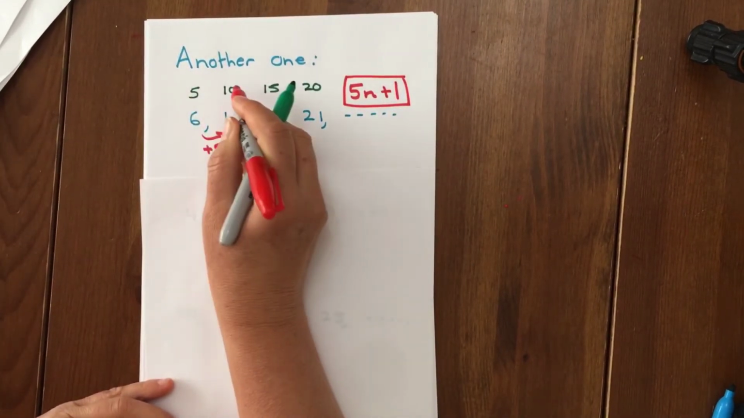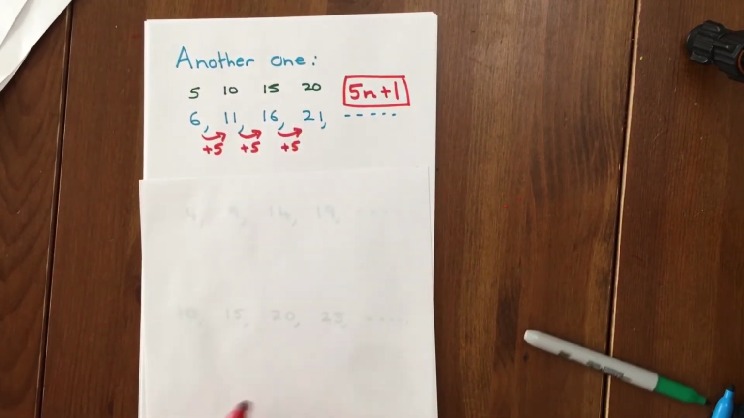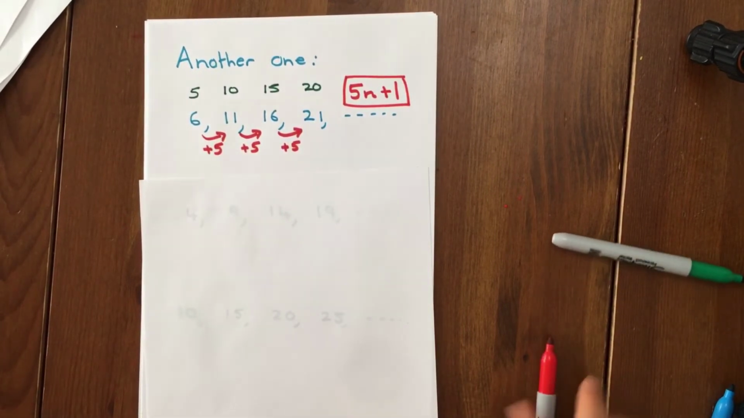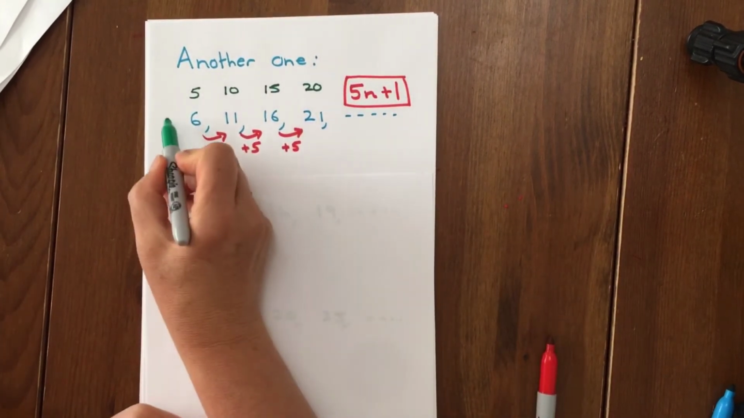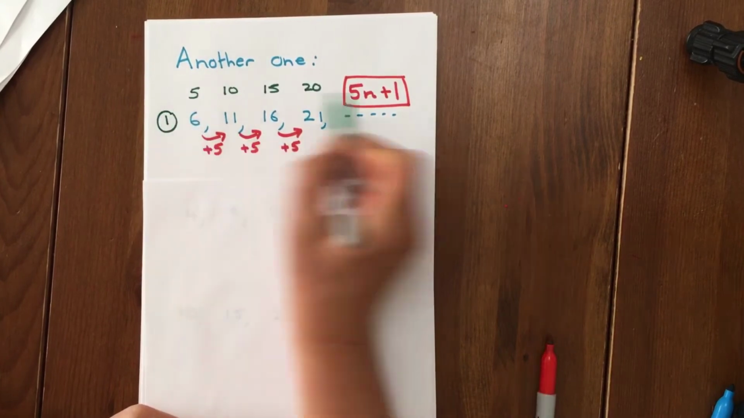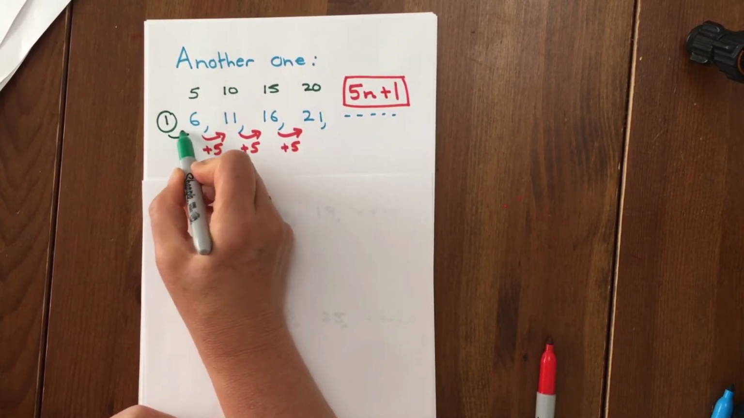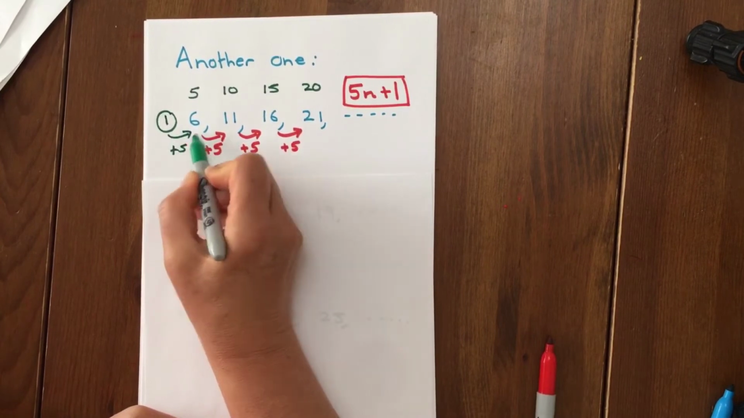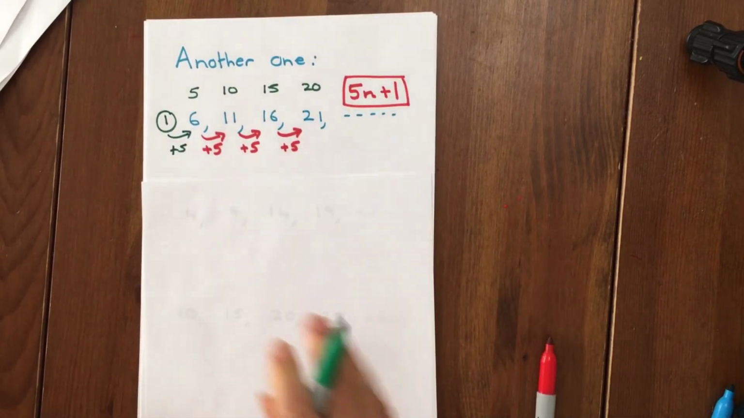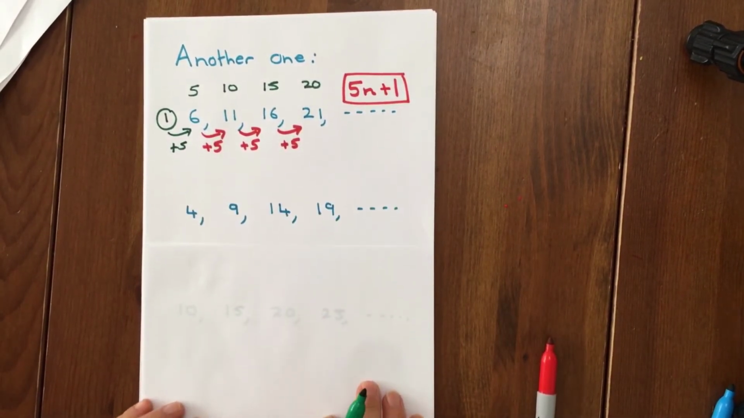5 add 1 is 6, 10 add 1 is 11, etc. I could also go back 5 and I can see I'm adding 1. I go back 5 because my sequence is going up in 5s. Right, let's try the next one.